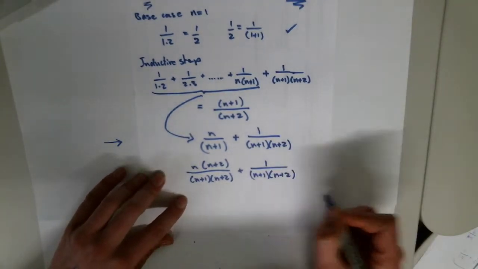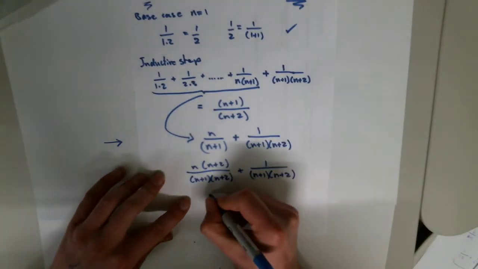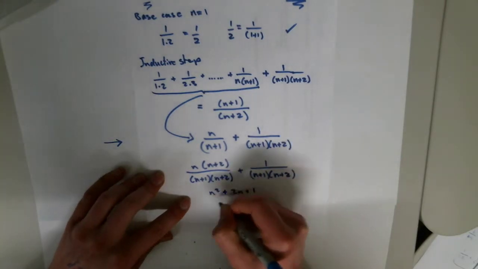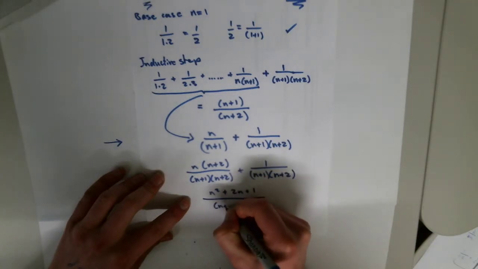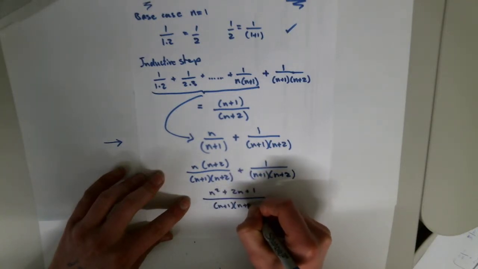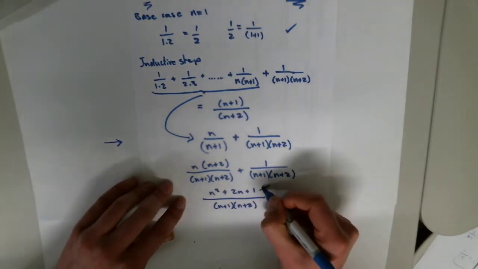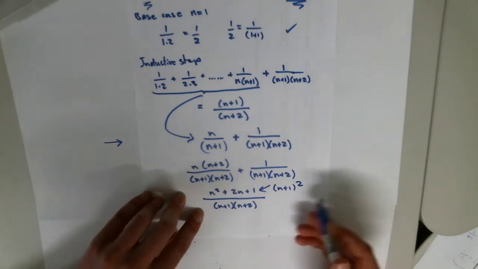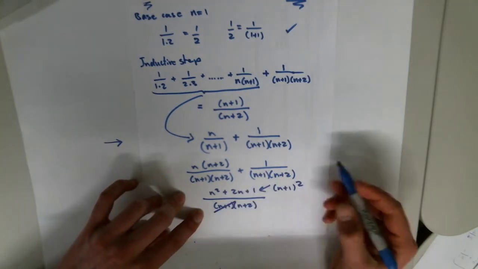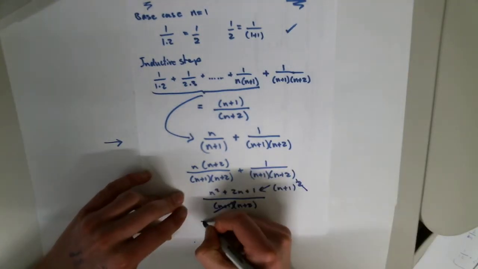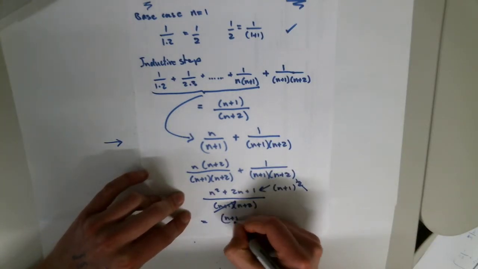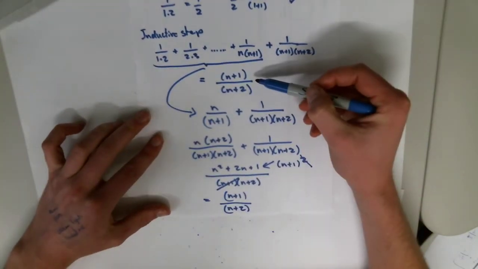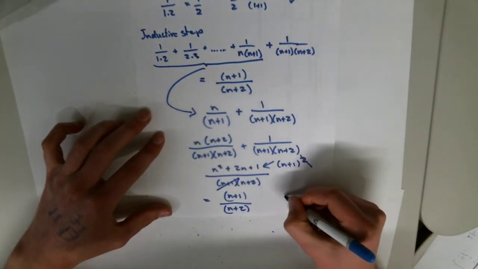Now these are on the same common denominator, I can expand this out and I'm going to get n squared plus 2n plus 1 over n plus 1, n plus 2. And hopefully you'll notice if you factorize that, it's actually just n plus 1 all squared. So if we replace that with n plus 1, that cancels with one of those, and we get left with n plus 1 over n plus 2, which is exactly what we required before, and our inductive proof is complete.